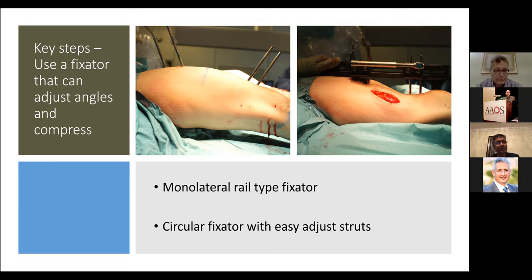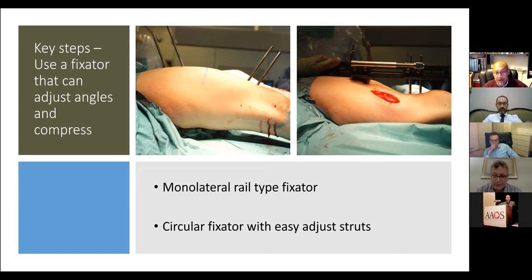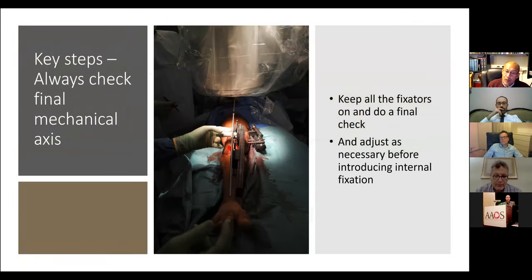The fixator should be able to compress the osteotomy. This is not for primary bone union. The compression at the osteotomy is to increase the contact and to increase the load sharing between the implant and the bone so that the stresses on the implant, particularly with open wedge osteotomies, is reduced and you get healing before the implant fails. And finally, when you've done the multi-level corrections, always check the mechanical axis.